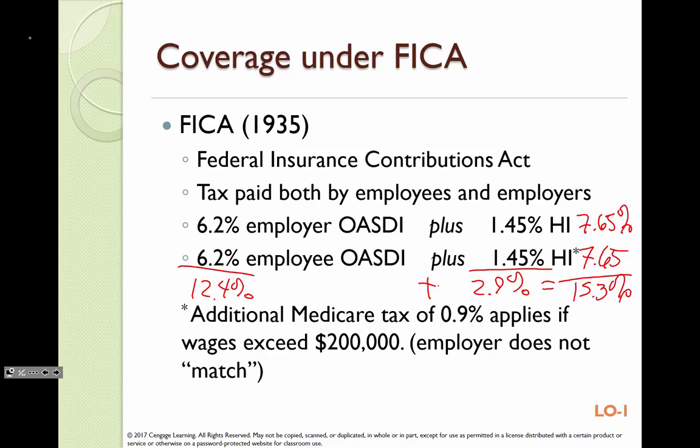So you really need to know all those numbers because we're going to be manipulating all of them in this chapter. So if I say 12.4%, that means both shares of OASDI. If I say 7.65, that's both shares for one party. 15.3 is the whole shamoo. 1.45 is just one person's Medicare, etc., etc. So you should feel pretty good about manipulating these numbers in your head as we move forward.